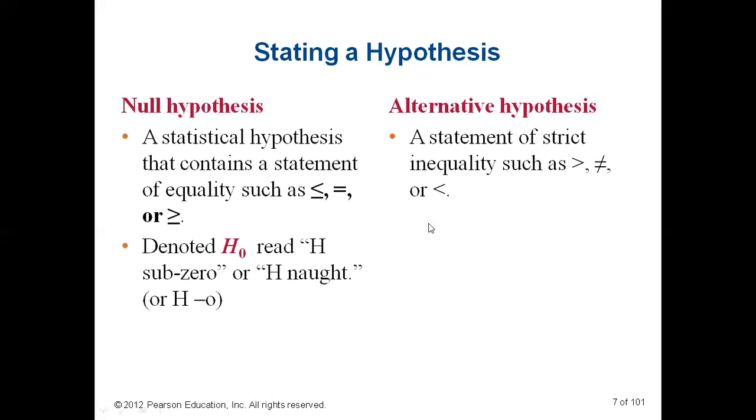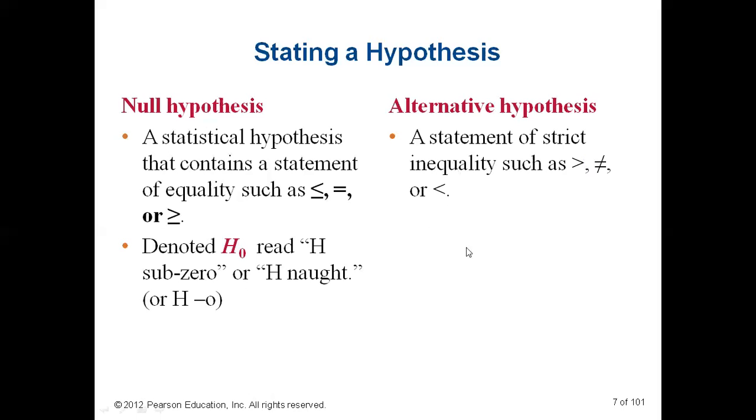Alternative hypothesis: a statement of strict inequality. Always assign the value of inequality in the alternative hypothesis. If any statement is given which shows inequality, then represent that claim inside the alternative hypothesis. For example, if I am saying mean is less than 50, always this claim will be represented in the alternative hypothesis.